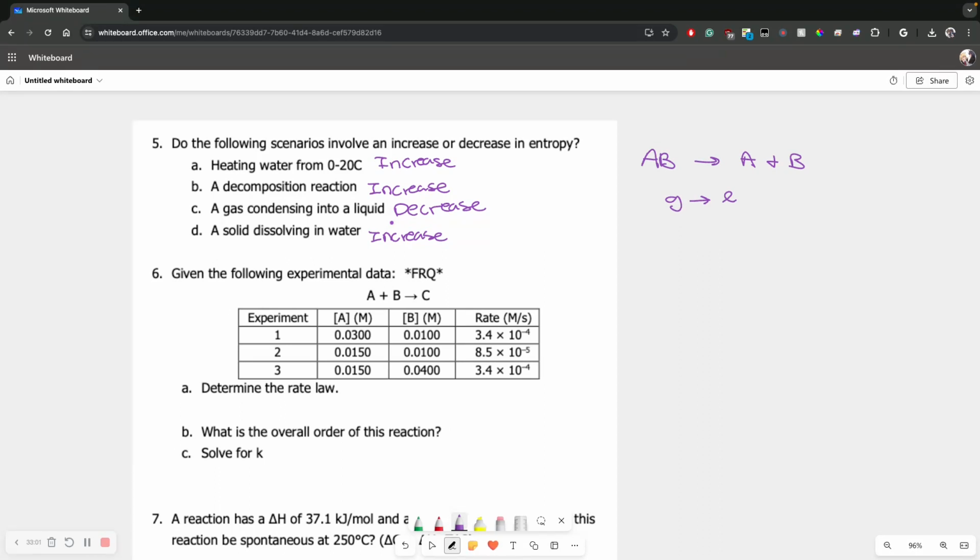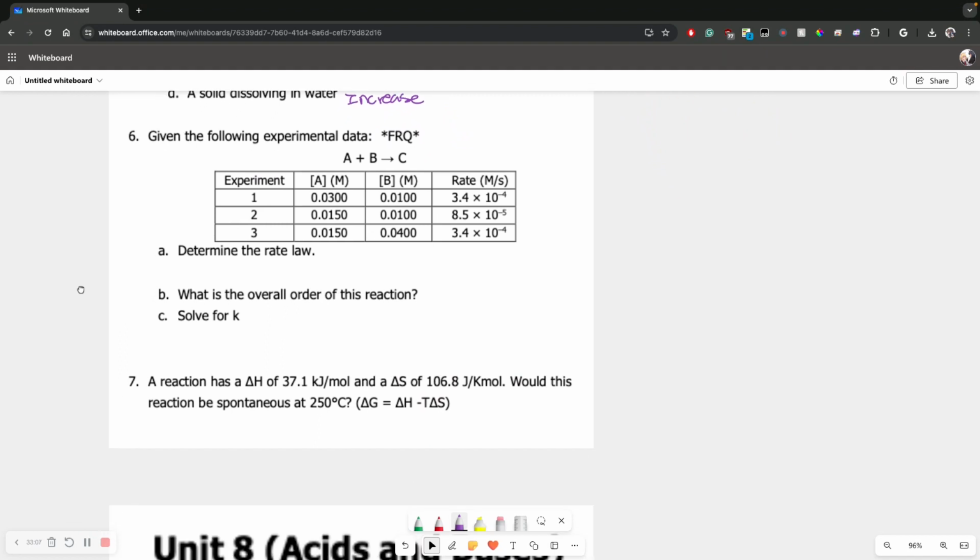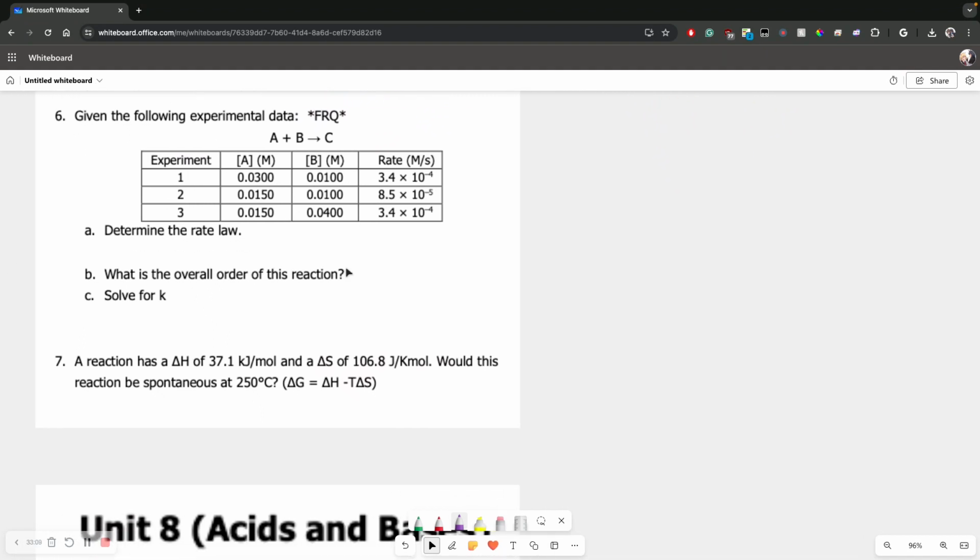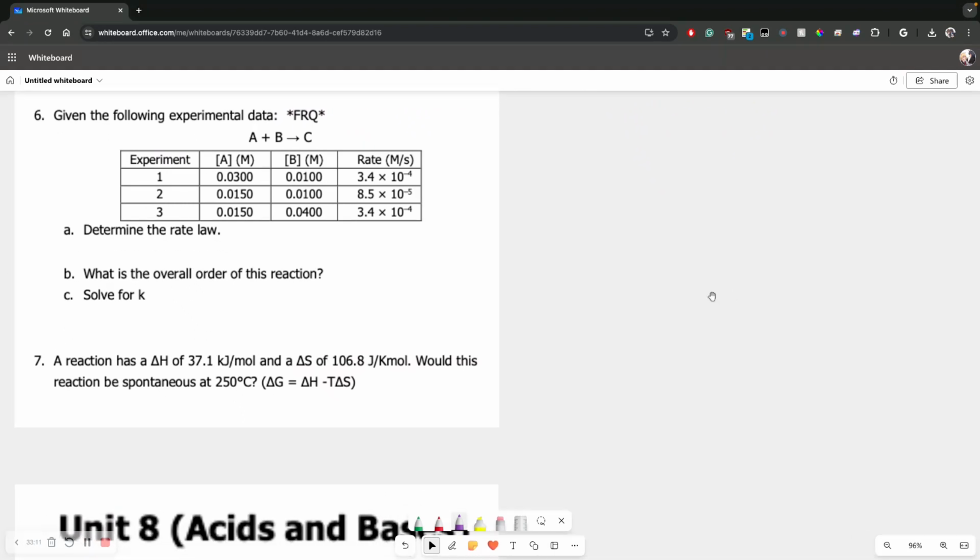Alright, question 6 says, given the following data, you're going to be determining the rate law. This is an FRQ question, and it's good to know how to solve these questions, which I'll show you. I have not solved this beforehand, so we'll see how this goes.